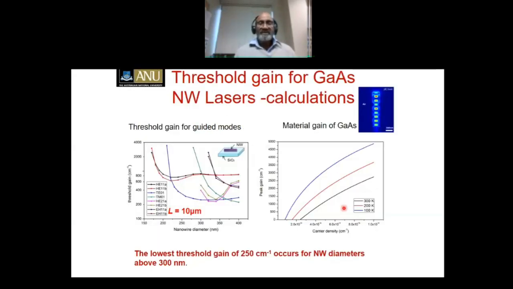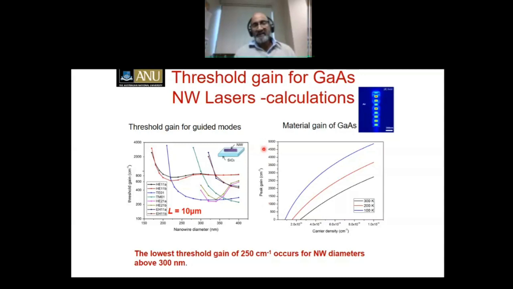Drew Saxena has plotted the threshold gain for lasing as a function of the diameter of the nanowire, for a nanowire which is about 10 microns long. You can see that the different optical modes have different threshold gains for lasing, and typically the lowest threshold gain for lasing is for nanowires which are about 250 to 300 nanometers. So that's why we started using these larger diameter nanowires rather than smaller diameter nanowires.